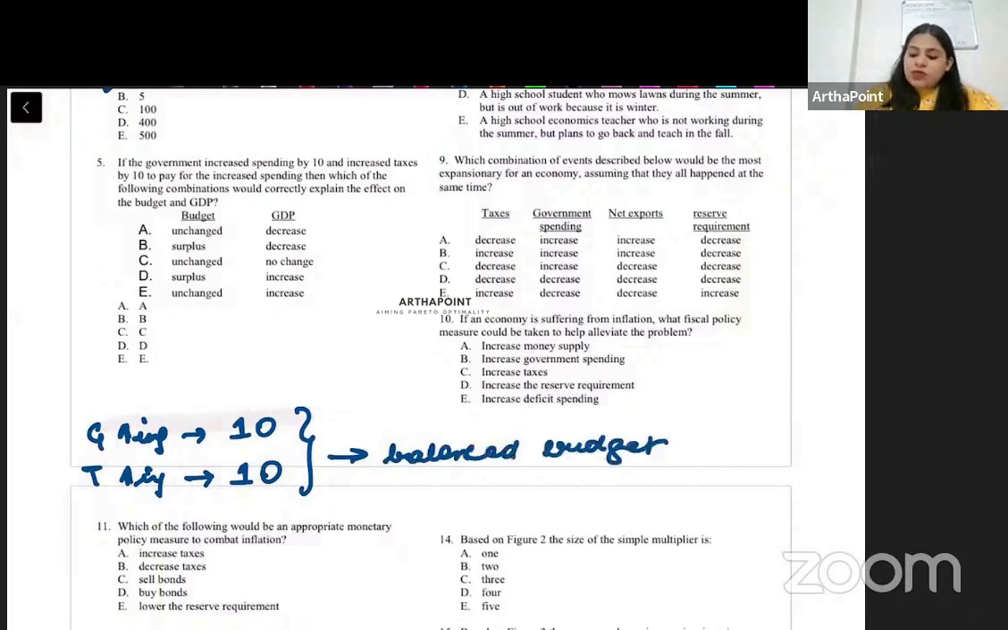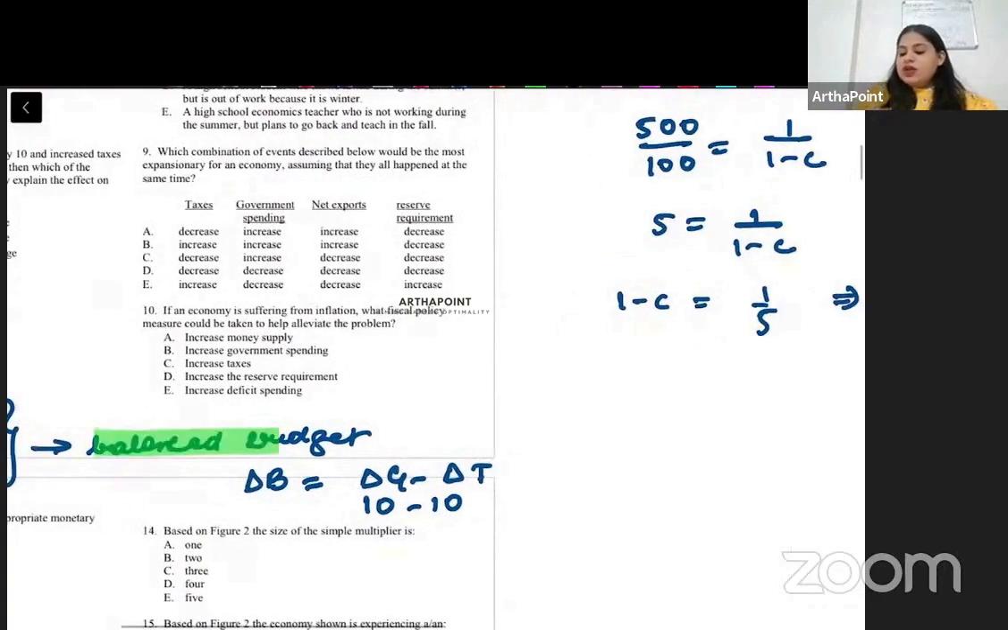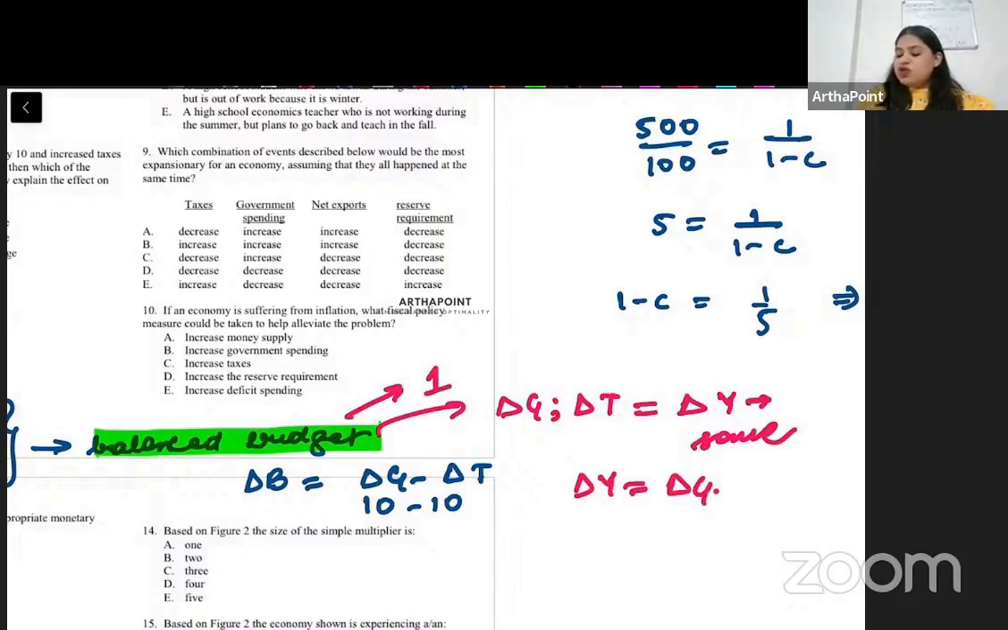So what will be the impact on the budget? Budget change in B is change in G minus change in T. But when both change by the same amount, the budget will not be affected. So the budget will be unchanged. But a balanced budget says that when you increase G and T by some amount, then output also increases by the same amount. So the value of the balanced budget multiplier is 1. Change in output is equal to change in G is equal to change in T.